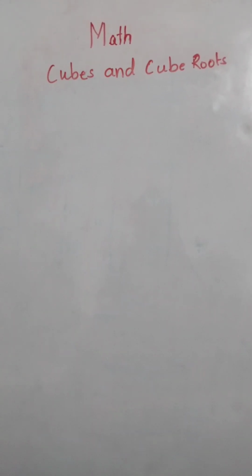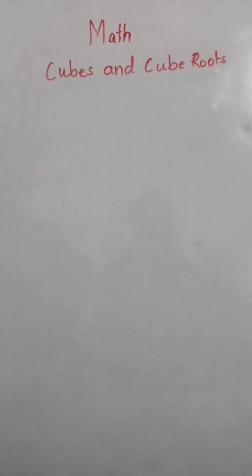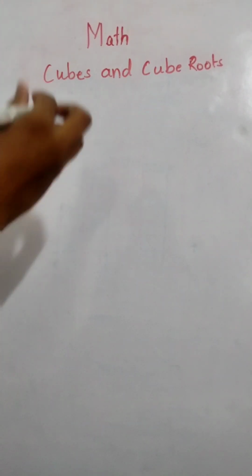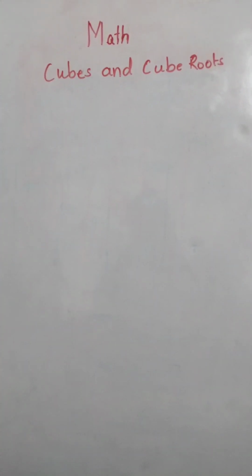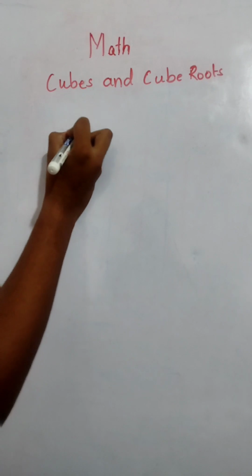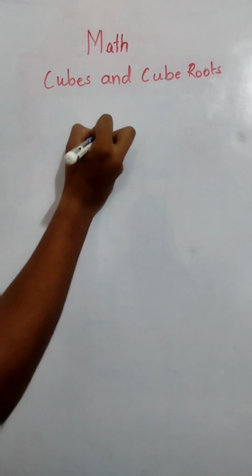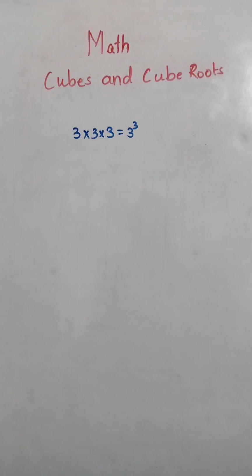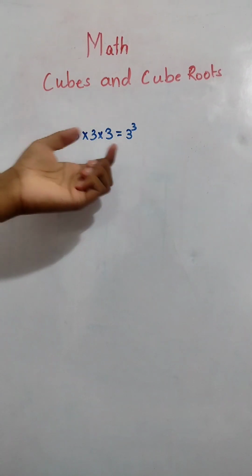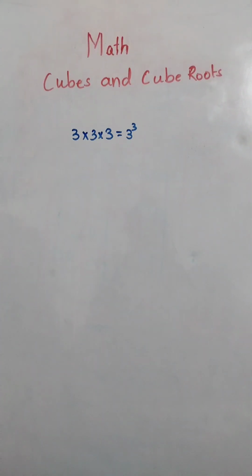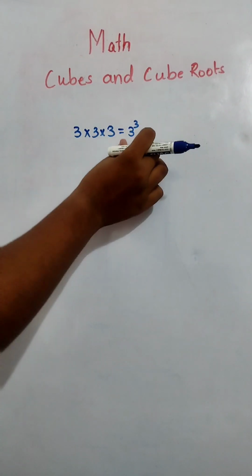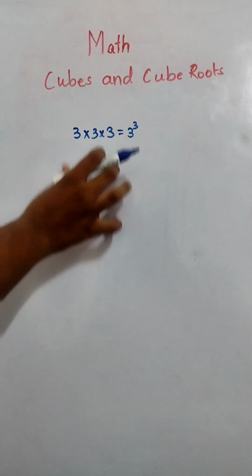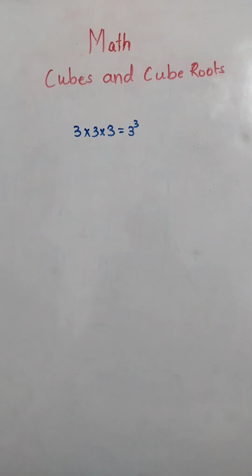What are cubes? Cubes are nothing but numbers which are multiplied by themselves three times in a row. So for example, let's take 3 cube. 3 cube can be written as 3 into 3 into 3, which can be further simplified in this format. So we can see that 3 cube is nothing but 3 into 3 into 3, or 3 to the power 3. We consider this power format to also be called 3 cube, and this is still called 3 multiplied by 3 multiplied by 3.